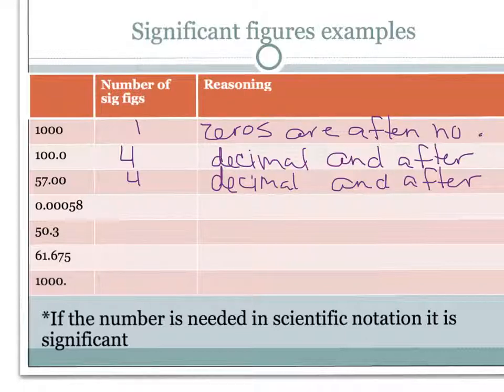The next number we have is 0.00058. All of these zeros come before a number that is not 0. Therefore, they cannot be significant. They're simply just placeholders. So we only have 2 significant figures, and our reasoning is zeros are before.